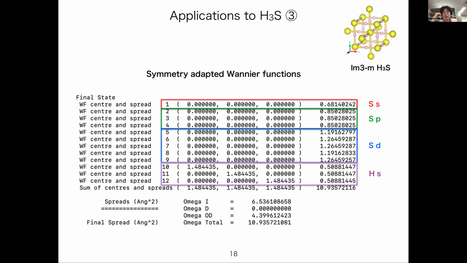Okay, so I had a very general question: when or why should the symmetry-adapted calculation be performed? So, the purpose of the symmetry-adapted Wannier functions. Okay, so there are various purposes, but one of the purposes to create Wannier functions is to create the realistic tight binding Hamiltonian for the material.